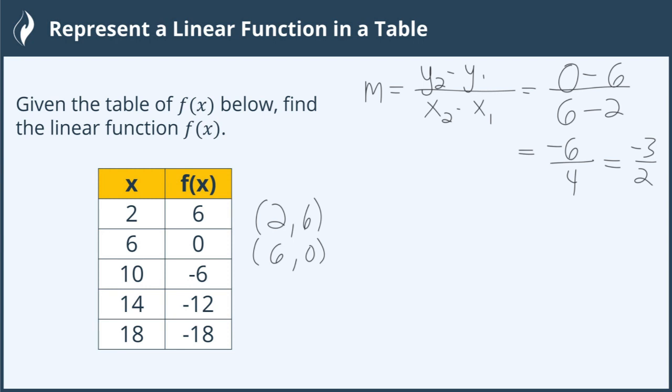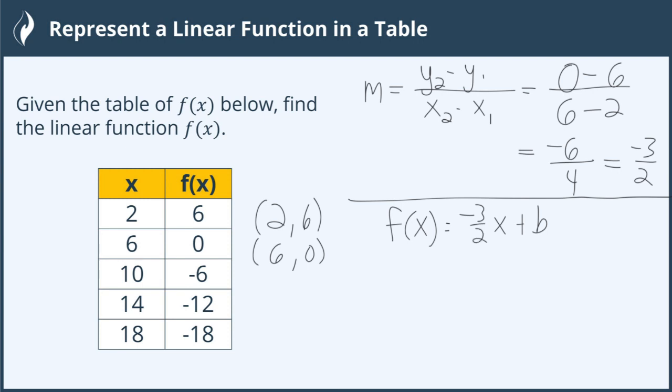Now, there are a couple of different ways that you can then figure out what the rest of the function is. You can start with slope-intercept form or point-slope form. I am going to show you with slope-intercept form. So f of x equals mx plus b. I'm going to replace my m with negative 3 halves, because that's what we just solved for. So I replace the m like this. I still need to know what the plus b is.